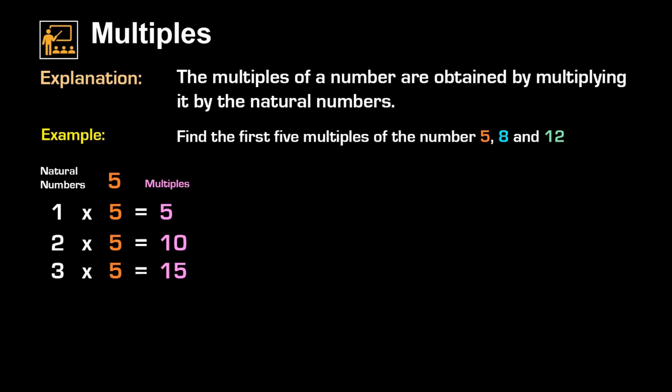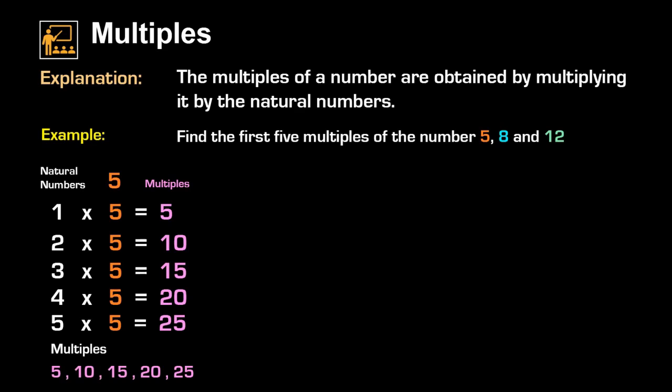3 multiplied 5 is 15, which means 15 is a multiple of 5. It is the third multiple of 5. Then we have 4 multiplied 5 is 20. 20 is therefore a multiple of 5. And then we have 5, which we multiply with 5, then we get 25, and 25 is a multiple of 5. And then when we list these multiples, it will be those pink ones, which is 5, 10, 15, 20, and 25.